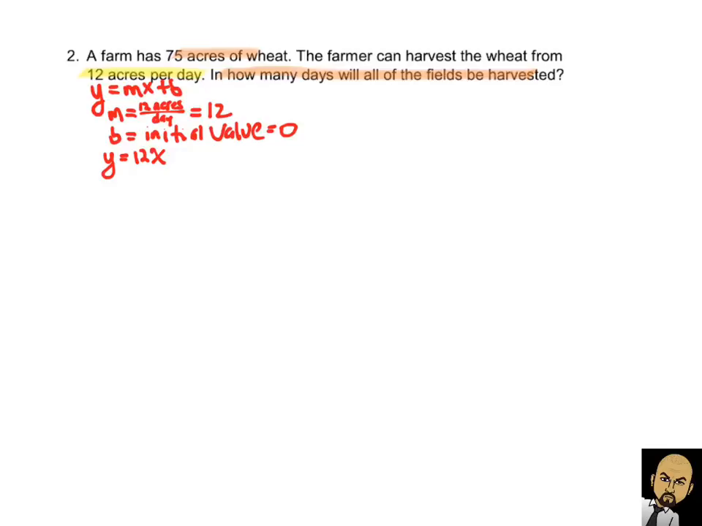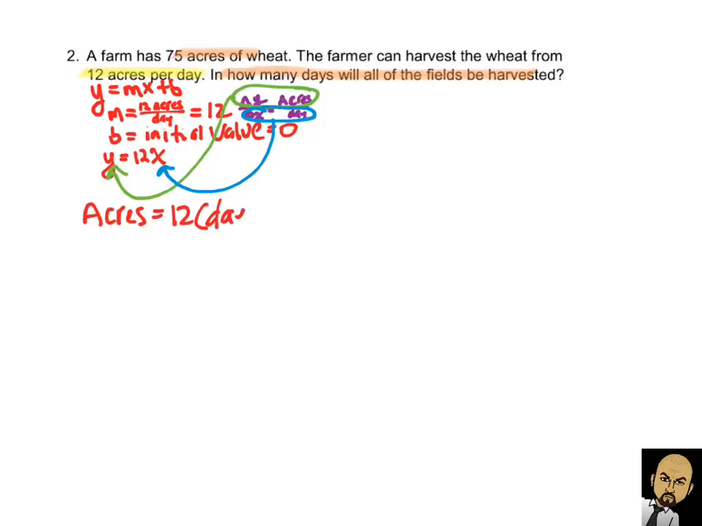And so now we want to know how many days will all of the fields be harvested? Well, there are 75 acres total. So we go to our unit rate to figure out, okay, what is our acres, our independent or dependent variable? Because it's acres per day, the change in y goes with the acres, and the number of days goes with the x. So our y value is the acres, our x value is the number of days, so the number of acres that the farmer harvested is equal to 12 acres times the number of days.